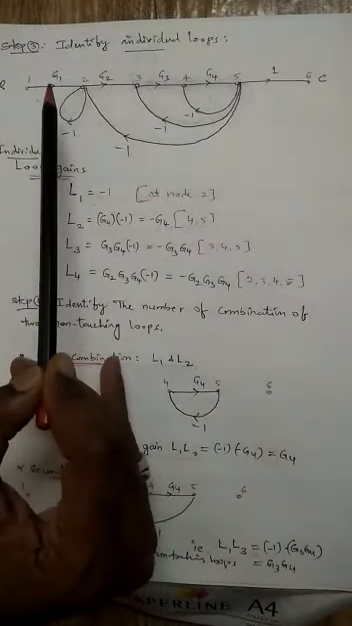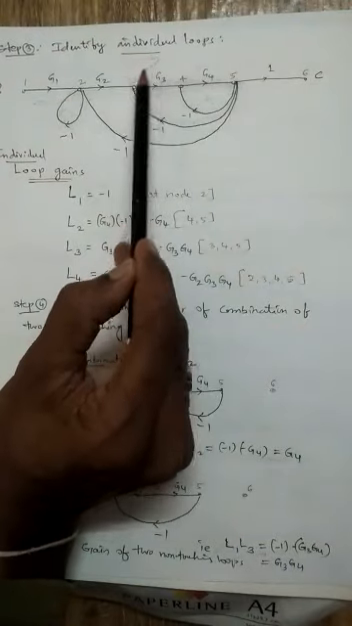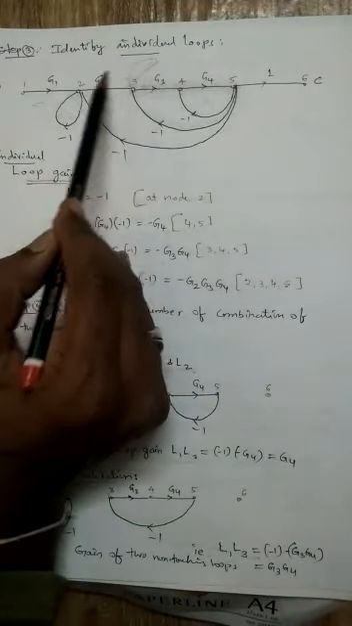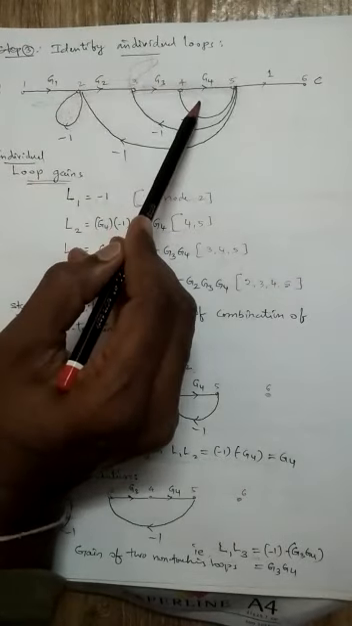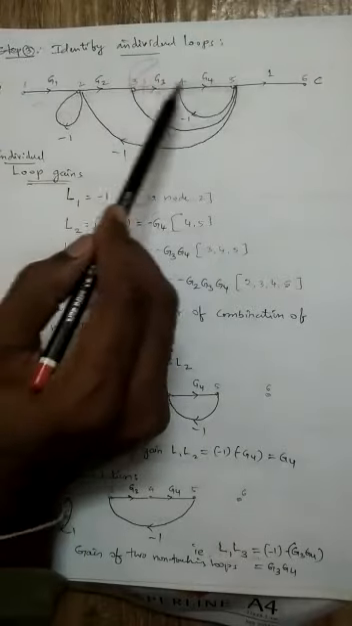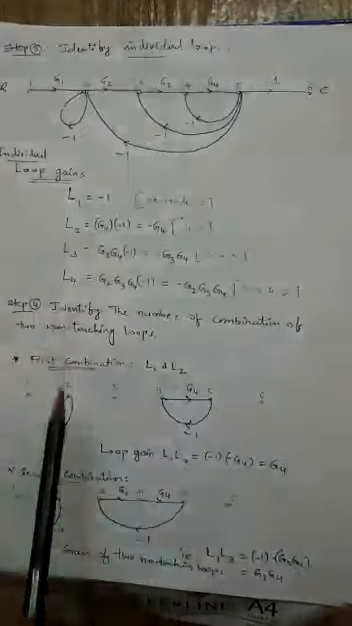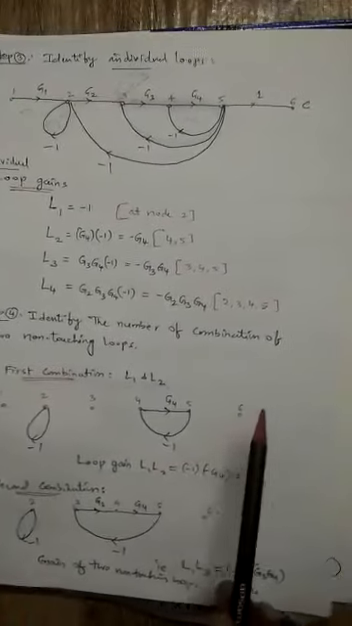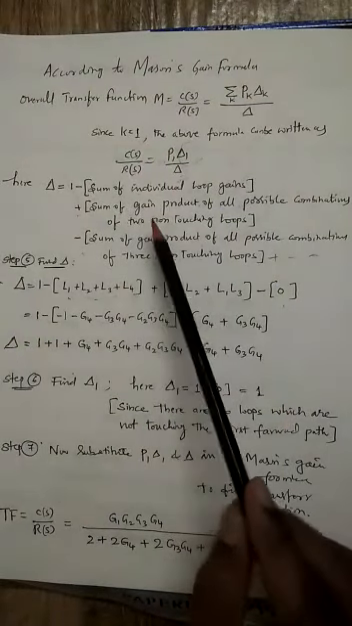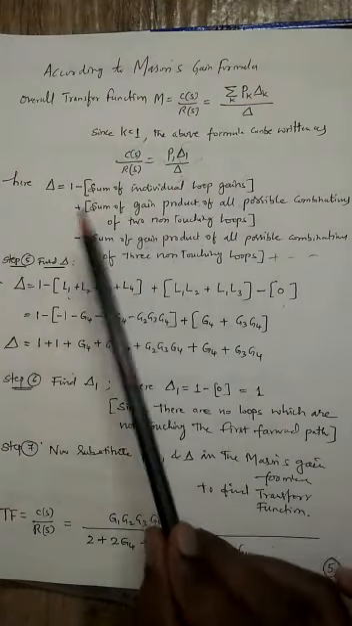So suppose this is L1, this is L2. If you have another loop here like this, if I take this as L5, then L1, L2, L5 is called three non-touching loops. Three loops which are not touching each other. But this is not there in this particular problem. Then after finding that, we'll come to delta.